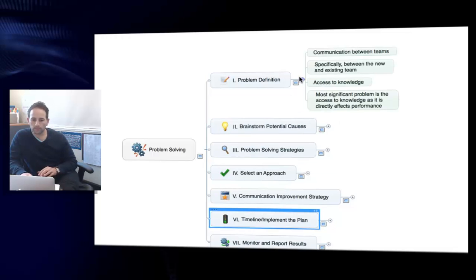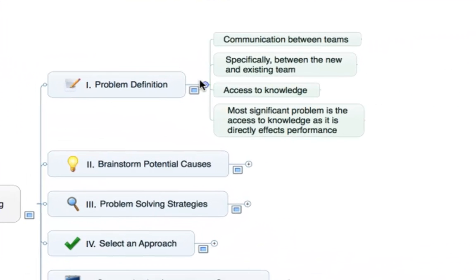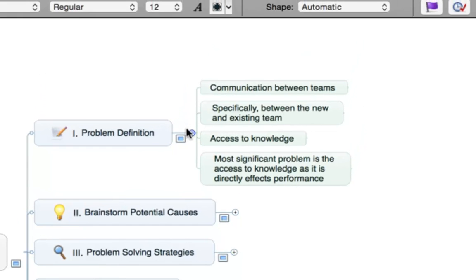So, how do I define the problem? The problem is essentially communication between two teams, specifically between the new team and the old team, and this came about through a recent merger. If you drill right down into the problem, you'll actually see that the real issue is the access to knowledge. And this is a problem because it is actually restricting the performance of both teams.